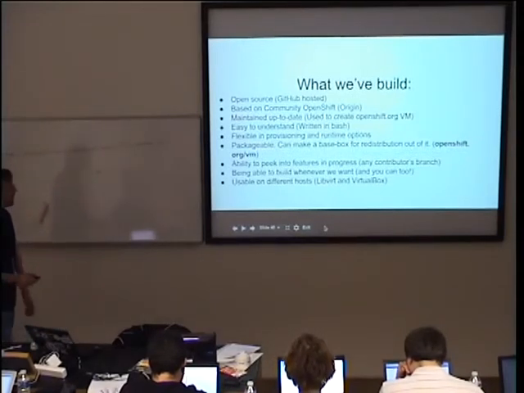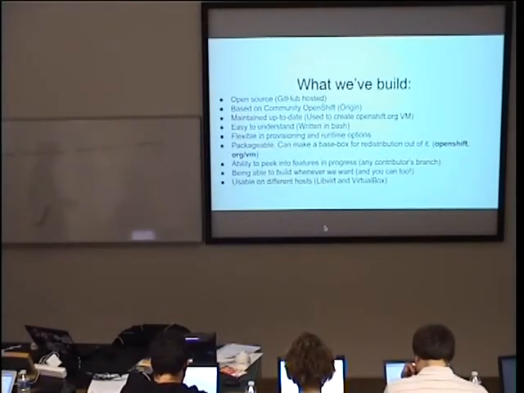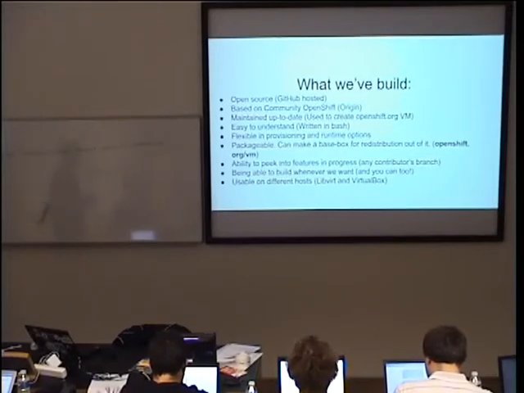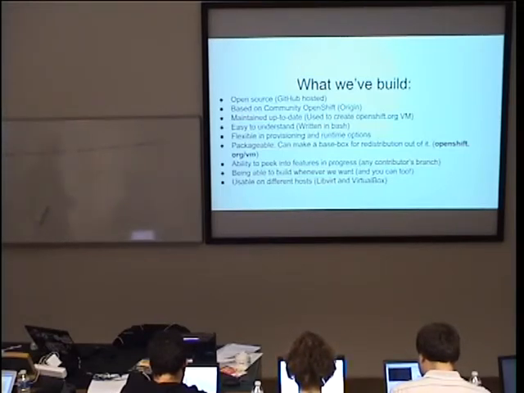So during this process, at the beginning I told you what were the requirements that we needed for the VM. We wanted it to be open source, so this is hosted on GitHub, so you can access it and tune it and modify it. We wanted it to be based on the community version, which is using Origin. We wanted it to be maintained up to date. It's maintained up to date because we are using it to create our own VM, so that's why we are keeping it up to date. We have to provide this level of quality.